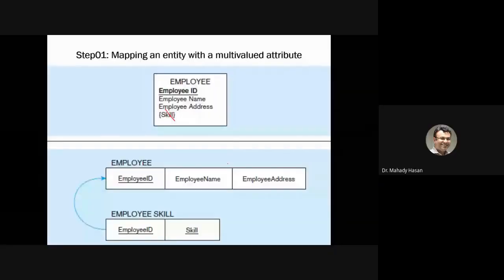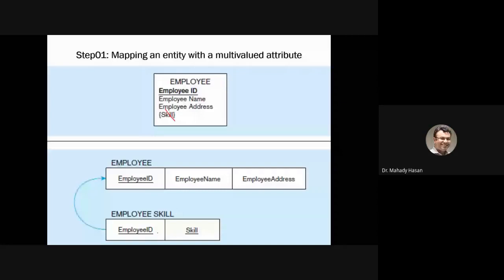So here the formula is, if you have a multi-valued attribute, you have to get rid of the multi-valued attribute, and you have to make another relation with the primary key and the multi-valued attribute together as the primary key. That is the formula. Okay, sir. Okay. Thank you. I got this.